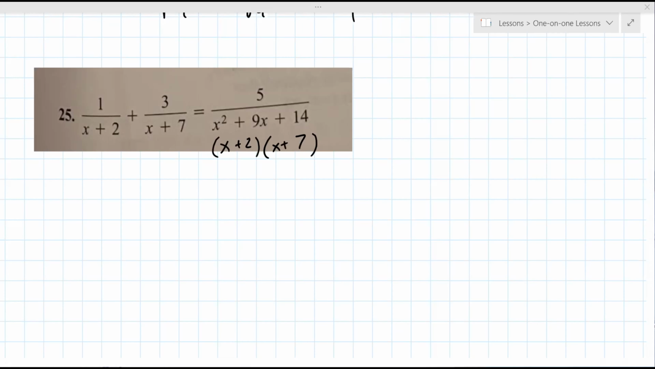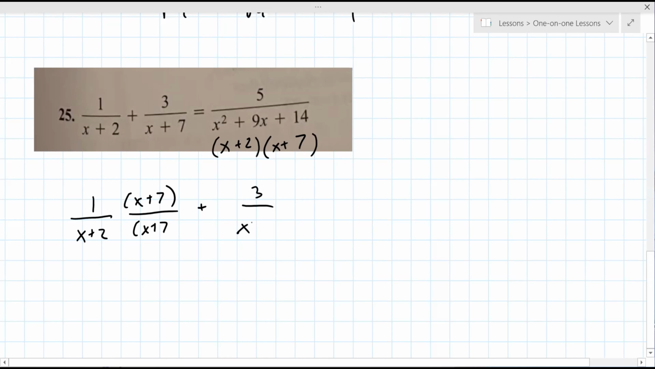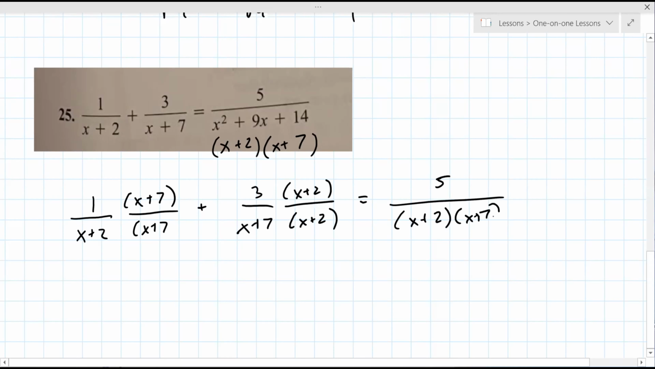Okay, so the point is that you need to figure out what's missing over here. So I'm actually going to rewrite it because there's not a ton of room here. x plus 7 over x plus 7 plus 3 over x plus 7, x plus 2, x plus 2 equals 5 over x plus 2, x plus 7. Do you remember from the other day what we said we would do here? There's actually a step up here that I forgot to do. x cannot be 7. Oh, I see. Right.